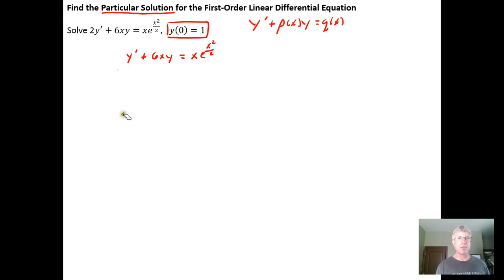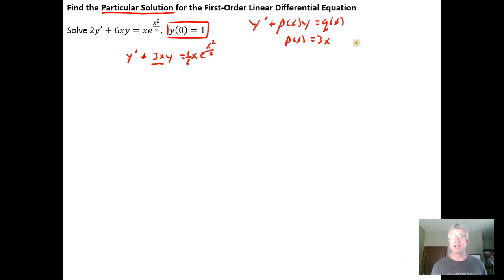So a half of 2 is 1, a half of 6 is 3, and we get 1/2 x e to the x squared over 2. And then that's going to tell us that our p of x term is equal to 3 times x.